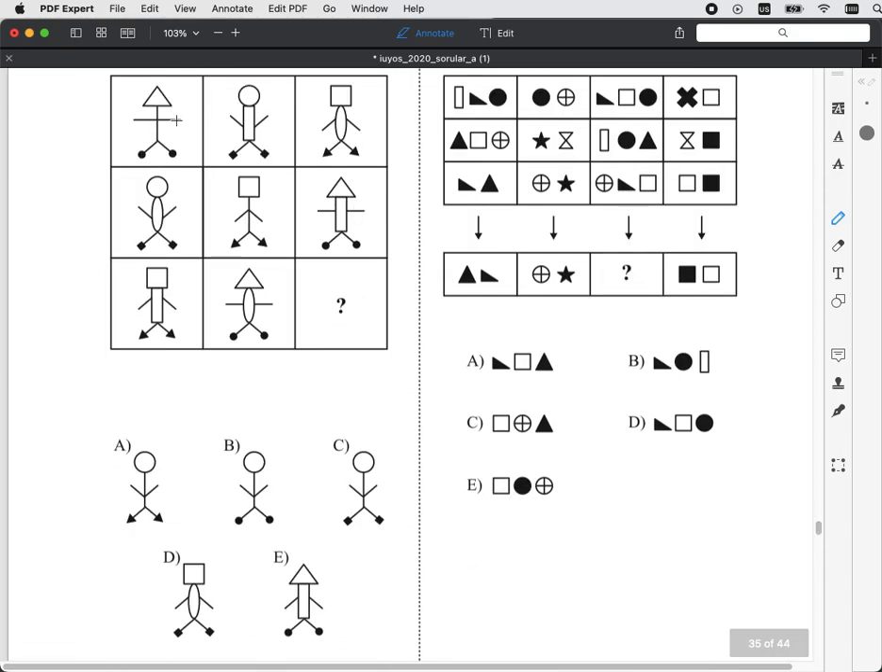I like these figures. They look cute. Okay, triangle, circle, square, triangle, square, triangle, this would be circle, and their feet, circle, square, triangle, triangle, circle, this should be square. Okay, circle and square, the answer is C.